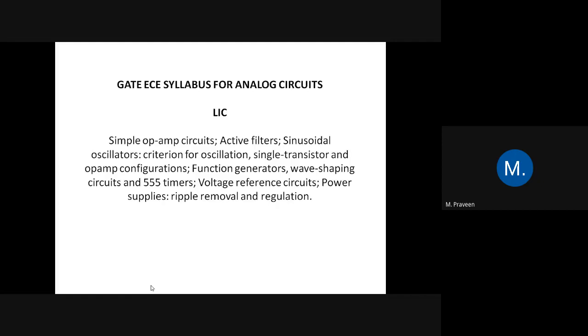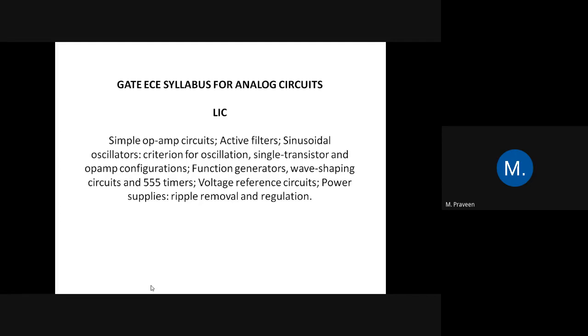Then the next one is the sinusoidal oscillator, which is the RC phase shift oscillator and Wien-Bridge oscillator, and then the criteria for oscillation. Then the next one is a single transistor and op-amp configuration. Then the next one is the function generator. We have an IC for the function generator, and that topic is also very important.